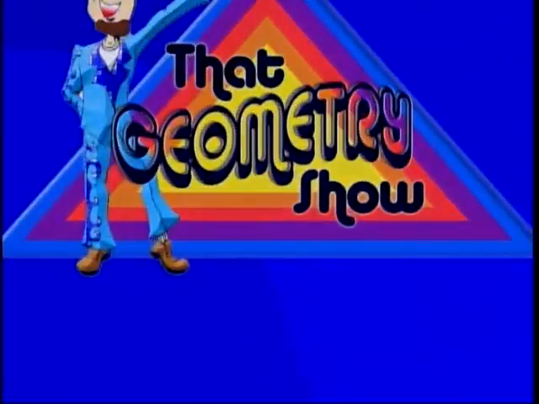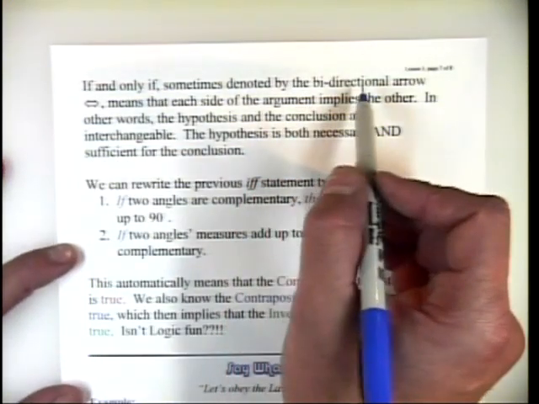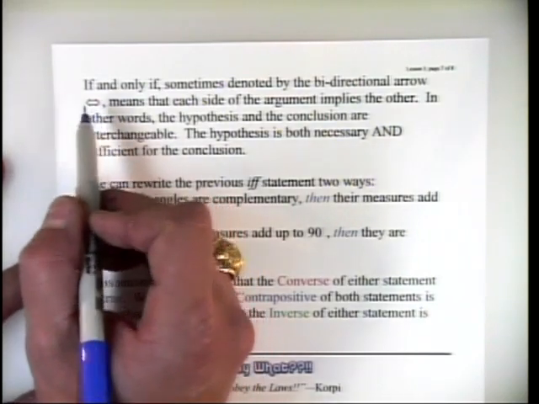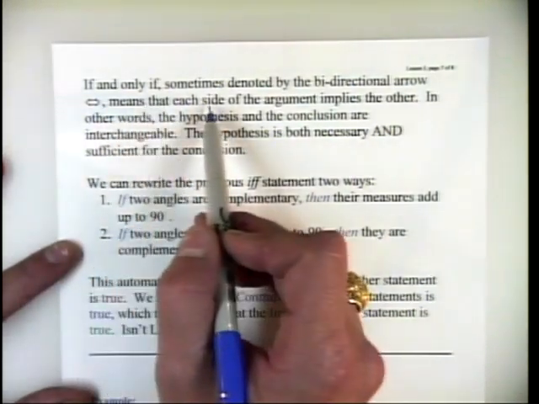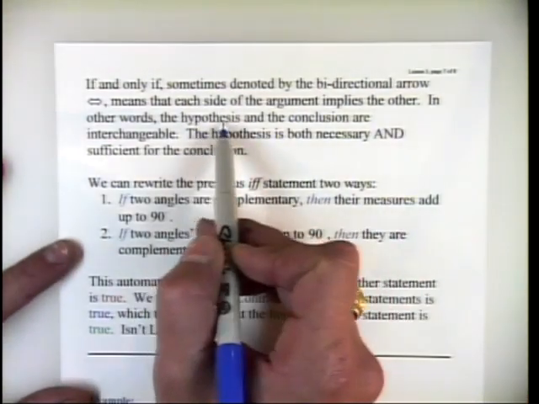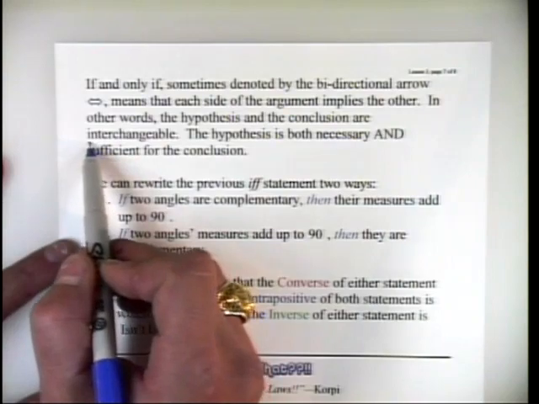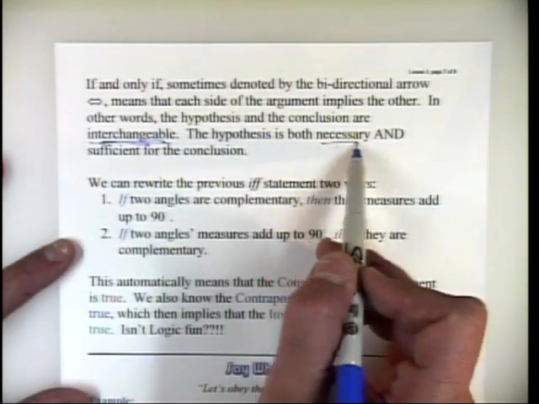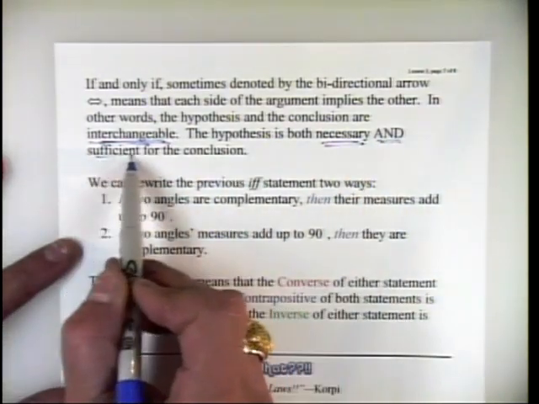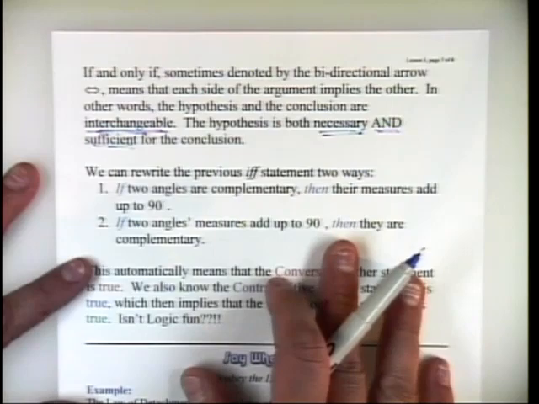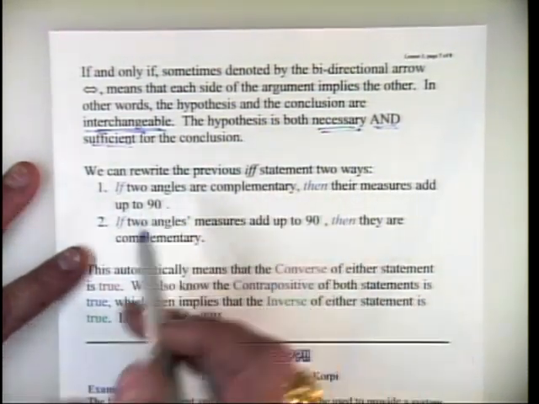Now, if and only if statements are sometimes denoted by a bidirectional arrow instead of a single arrow, one that goes both ways. Now that has meaning because that means that each side of the argument implies the other. In other words, the hypothesis and the conclusion are interchangeable. The hypothesis is both necessary, we say, and sufficient for the conclusion. And because they're interchangeable, we can write the previous statement, if and only if, two different ways.